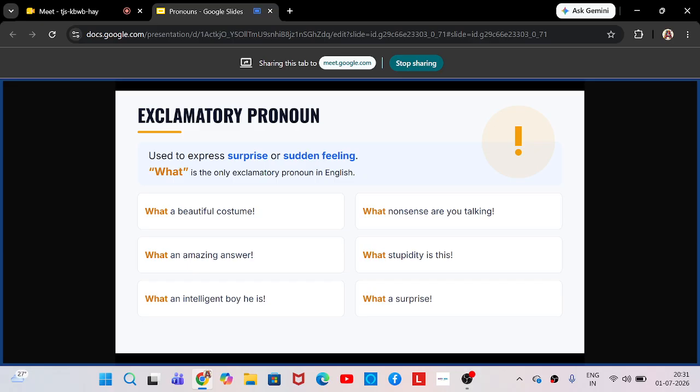பட் ஒவ்வொரு சென்டென்ஸ்லயும் என்னோட அந்த டோன் அந்த வாட் வந்து டிஃப்ரெண்டா இருந்தது. வாட் அ பியூட்டிஃபுல் காஸ்டியூம் அப்படிங்கிறோம். ஆனா வாட் நான்சென்ஸ் ஆர் யூ டாக்கிங் போது வாட் நான்சென்ஸ் ஆர் யூ டாக்கிங். ஸோ ஹியர் ஐம் ஆங்கிரி, ஐம் ஸ்லைட்லி ஃப்ரஸ்ட்ரேட்டட். Okay, similarly, what an amazing answer. So I'm happy to hear your answer. But what stupidity is this? Anga, what stupidity is this? So I'm irritated.